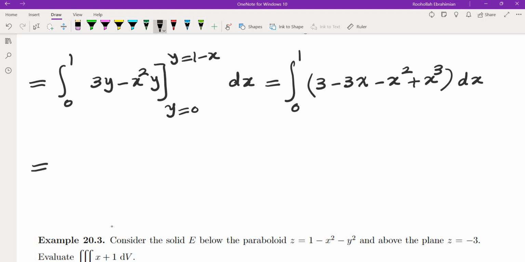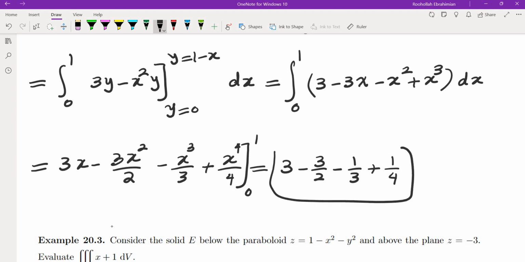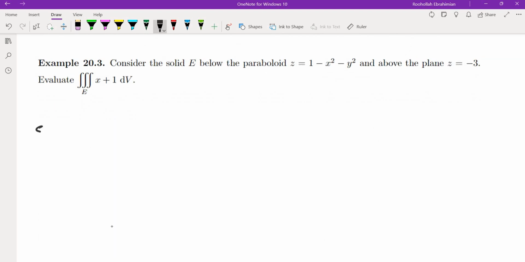Integrating with respect to x, we get 3x minus 3x squared over 2 minus x cubed over 3 plus x to the fourth over 4, from 0 to 1. If we plug in 1, we get 3 minus 3 halves minus a third plus 1 fourth. So this is our answer, and of course, this can be simplified. Let's move on to one more example.